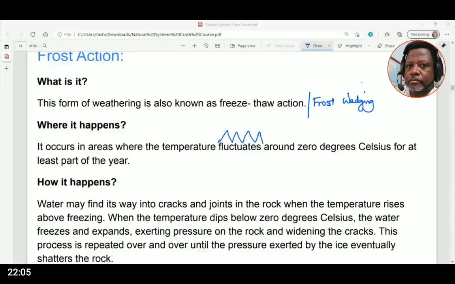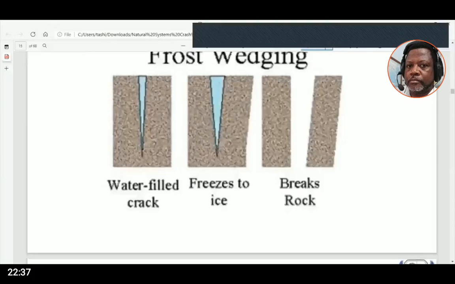Then, when my temperature rises and it gets warm, my ice that is now inside my rock is going to melt. So I will have my water in there again. Then it is going to contract. So this process that is repeated over and over, just like the bottle in the freezer, is going to cause my rock to be shattered. My rock is just going to burst or fall apart.